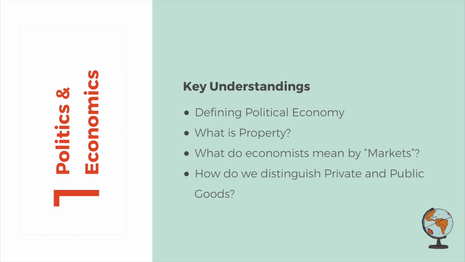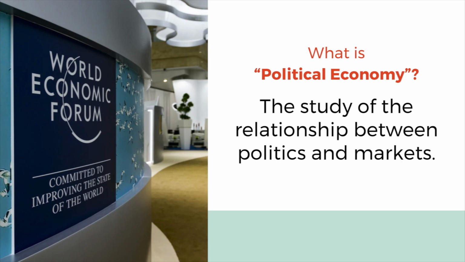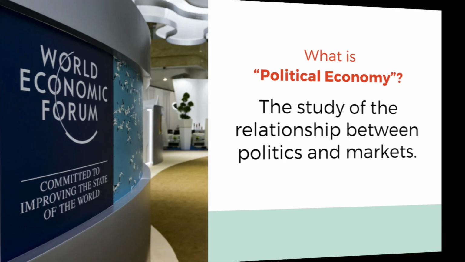First, we should define the term political economy so that we know what it is we are learning about. Then, we will define some basic economic concepts such as property and markets. Finally, we need to be able to distinguish between private and public goods. Like I said at the beginning, political economy is the study of the relationship between politics and markets. In this field of study, political scientists are often interested in things like why wealthy countries are more likely to become democratic, why some policies can promote economic growth while others don't, and how some individuals and groups in society use wealth to influence policymaking and the government in general.